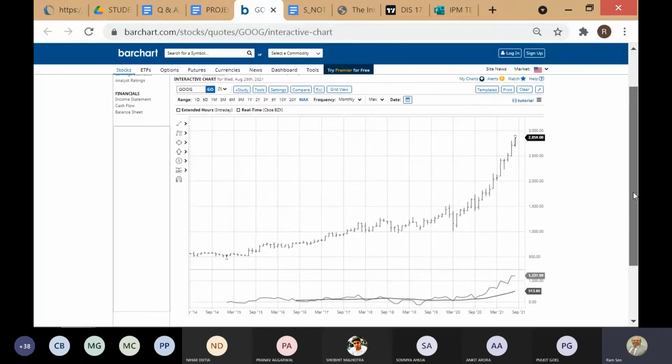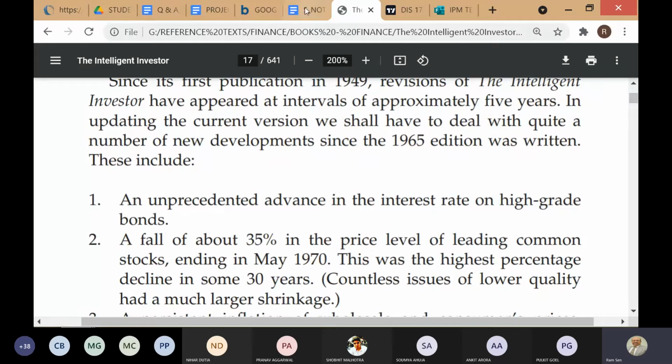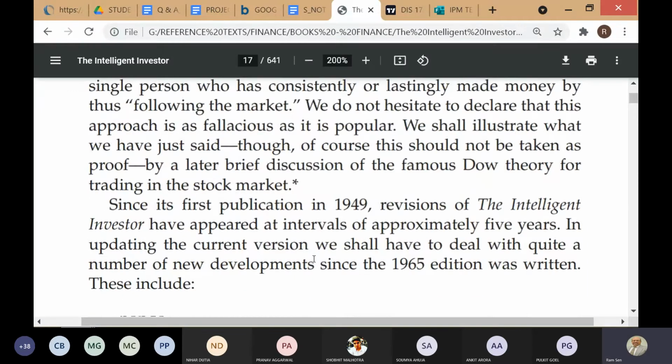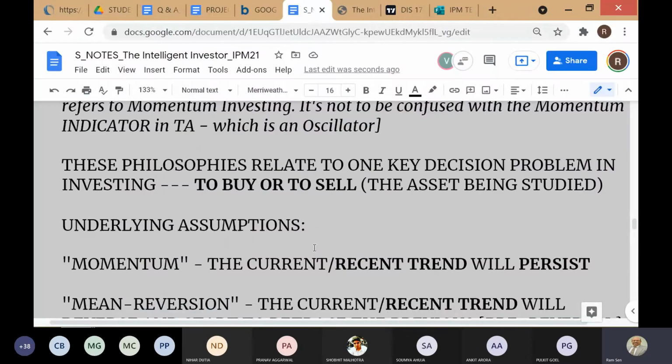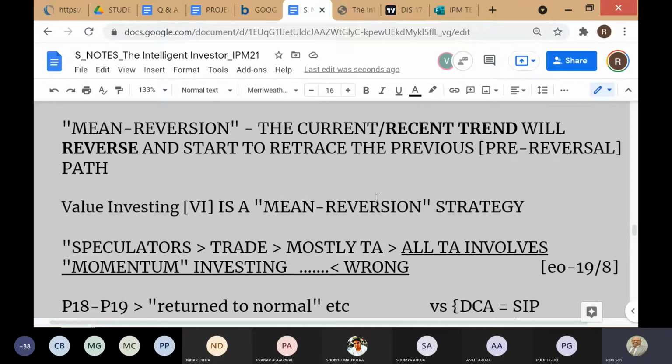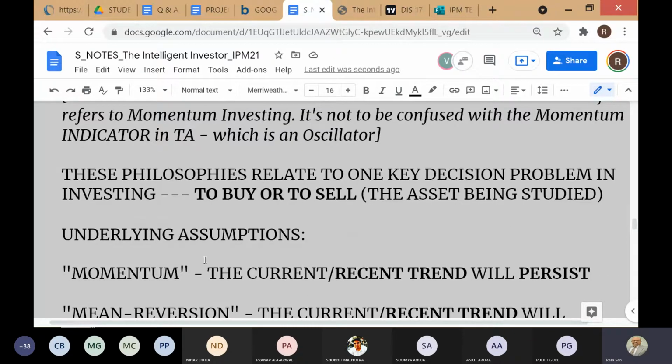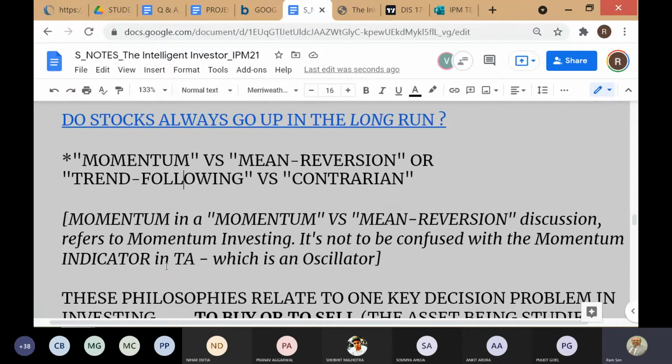And here once again you can see straight away why this is disparaging. See, in this book you'll notice one thing, because it's a value investing book, and because value investing is a mean reversion philosophy, Graham has been very disparaging towards momentum investing. Very much disparaging towards momentum investing.